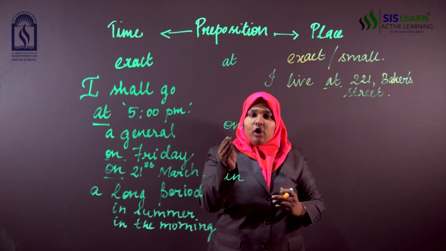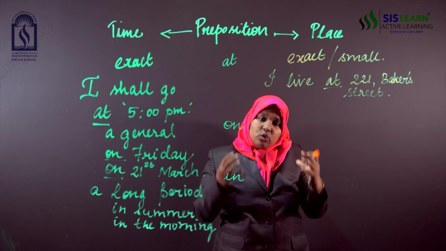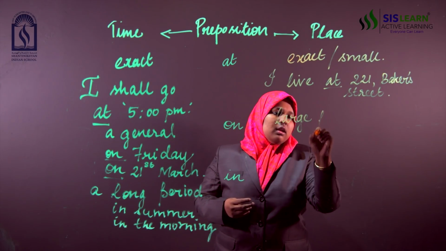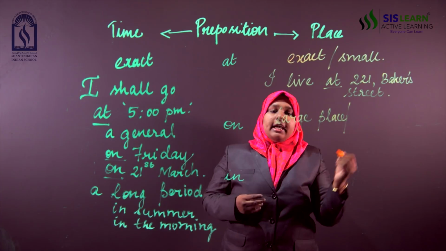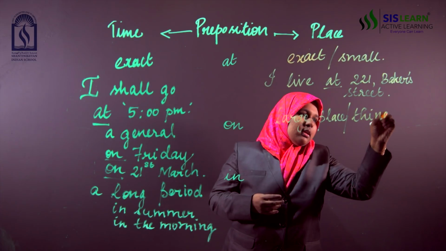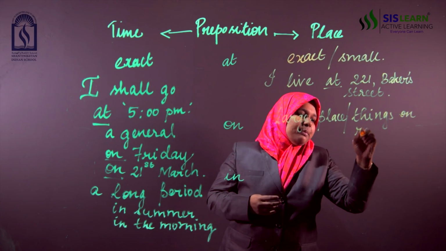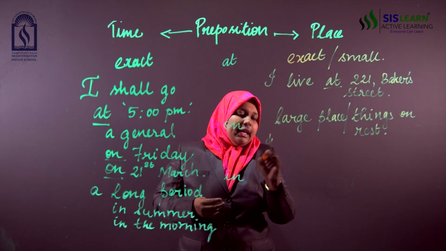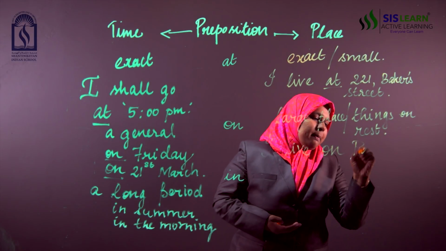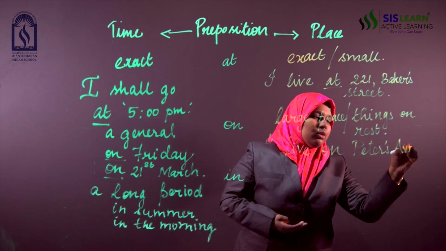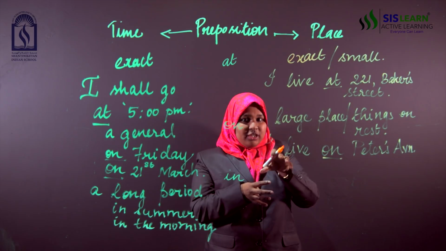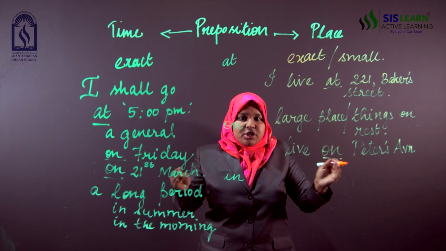Now coming to the next one, on, in relation to place, it denotes a much larger place and it also denotes some things kept at rest. For example, I live at Baker Street on Peters Avenue. So here the preposition on gives a good idea about where you're living related to the place. So it is a much larger context.